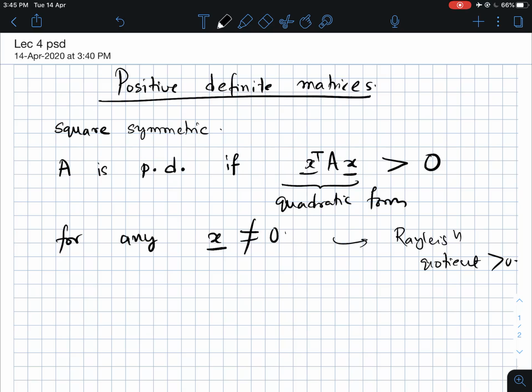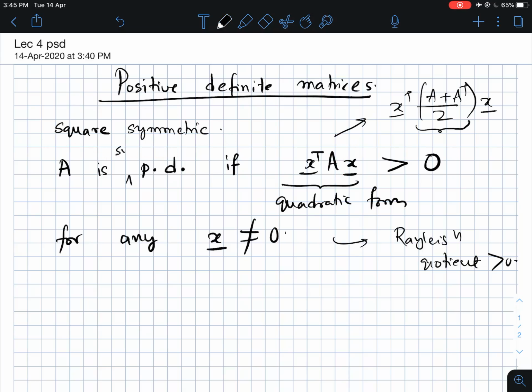Now why do we assume square symmetric? Because as we said before, whenever you are dealing with quadratic forms, we can always assume without loss of generality that the underlying matrix A is symmetric. If it's not symmetric, I can simply rewrite this as x transpose times (A plus A transpose)/2 times x, and this matrix inside happens to be symmetric. So there's no loss of generality in assuming whatever is inside here is symmetric. So we're going to assume square symmetry.